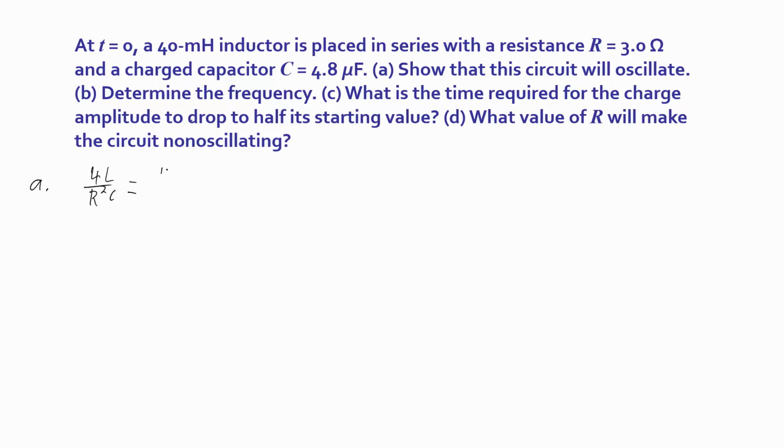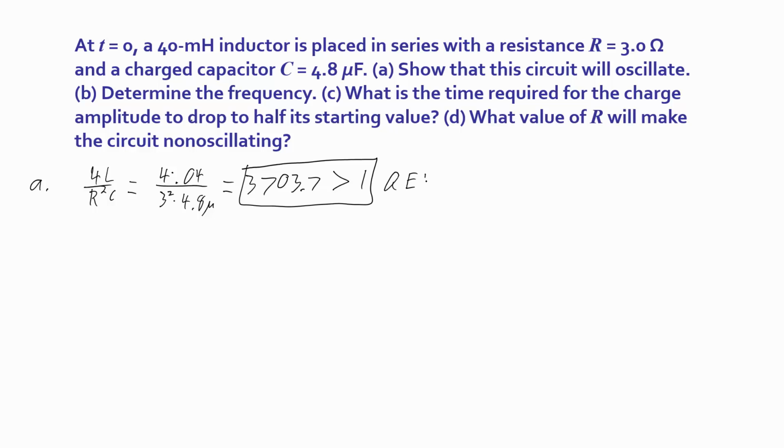So this is going to be 4 times my L, 40 millihenries, so that is 0.04, over R squared, that's just 3 squared, times my capacitance, 4.8 microfarads. So this works out to be 3703.7, which is greater than 1, and greater than 1 means that you will have underdamped, so QED, I guess. QED, it will oscillate.